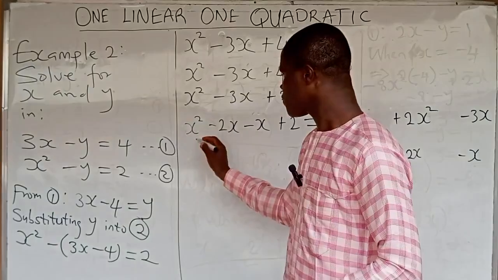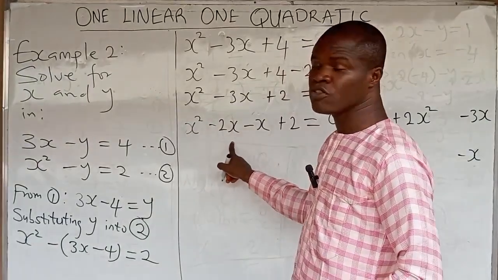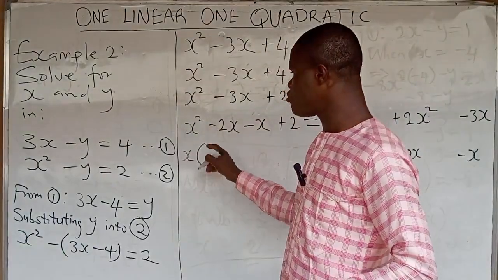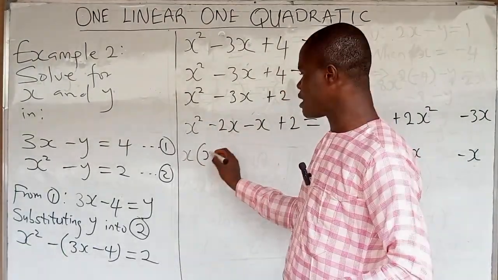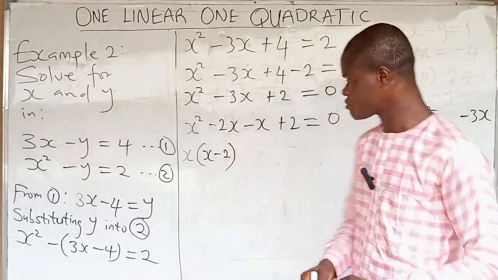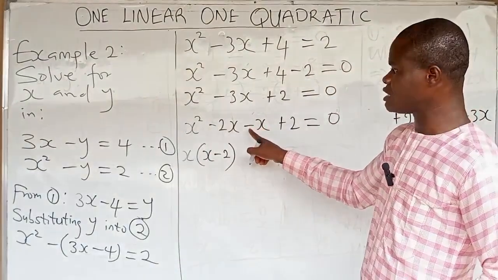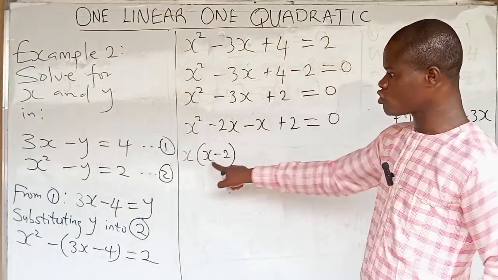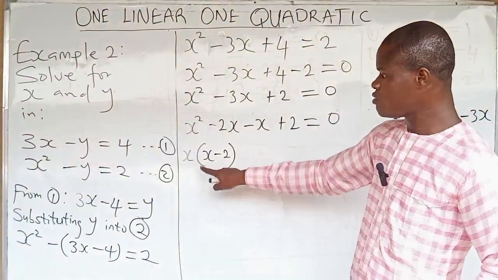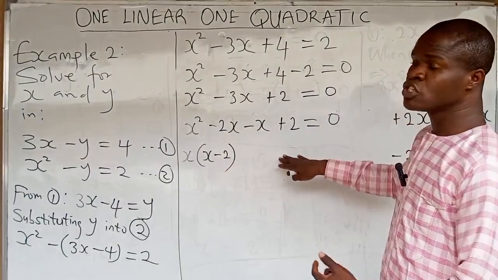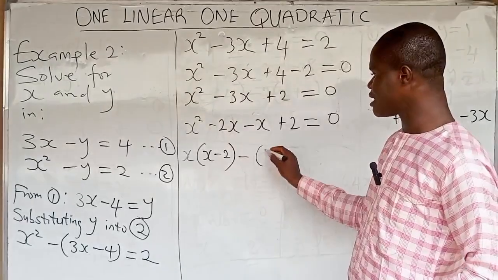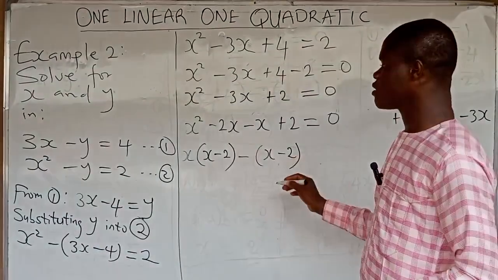So let's proceed. This is x squared, this is minus 2x. What is common here is x. So I bring out x outside, open bracket. What remains here will be x, and what remains here will be minus 2. Close your bracket. Then I come to this one. This is minus, this is plus. Remember, one thing that should always guide you is that whatever is inside the bracket here is what you must have in your next bracket. So writing minus 2, opening bracket, writing x minus 2 again, equal to 0.